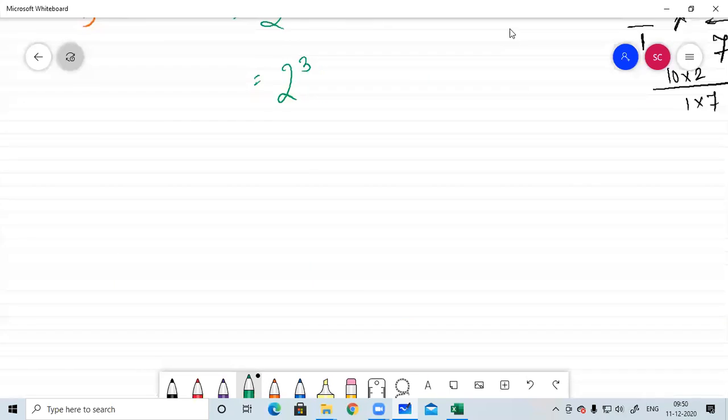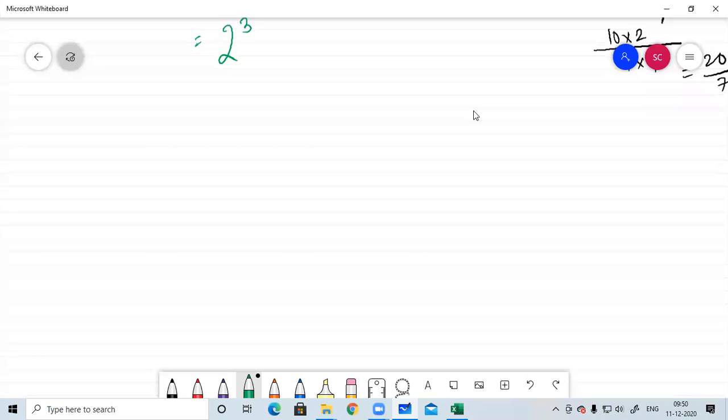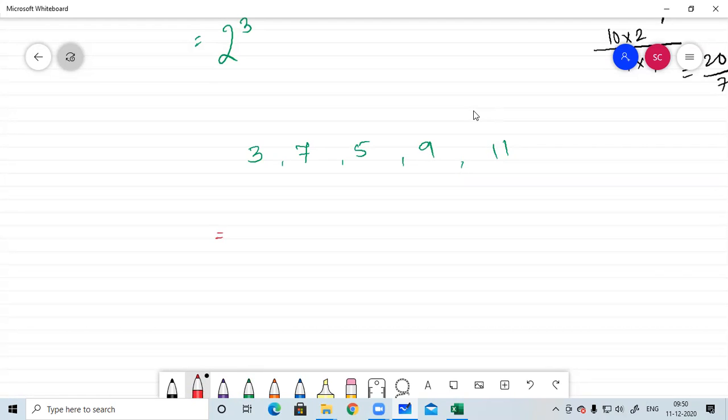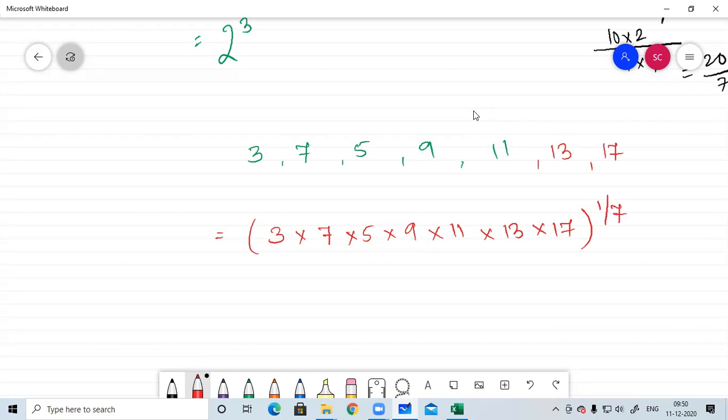Let's take another sum similar to this, where we don't have anything as a common base. So let's say the data is 3, 7, 5, 9, 11. This is your data. So what do we do? In this case, you'll have to simply do 3 into 7. I'll add two more numbers to understand what happens when more numbers are there. Into 5, into 9, into 11, into 13, into 17. How many numbers? 1, 2, 3, 4, 5, 6, 7. So you'll have to do raised to the power of 1 by 7.